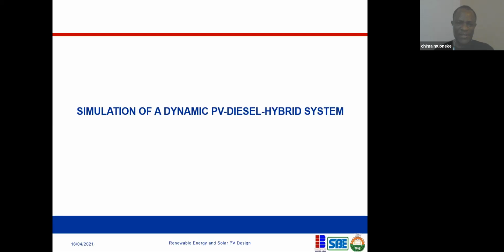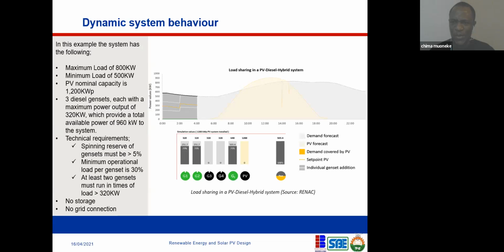So let us do a simulation of a dynamic PV diesel hybrid system. I hope that by the time we're done with this simulation, most of all I have said today will become very clear. So we have a system, and in this example, the system has the following characteristics. The maximum load is 800 kilowatts. The minimum load here is 500 kilowatts.